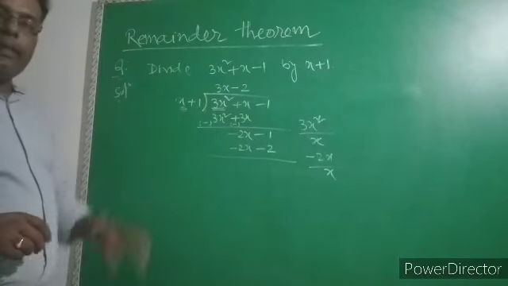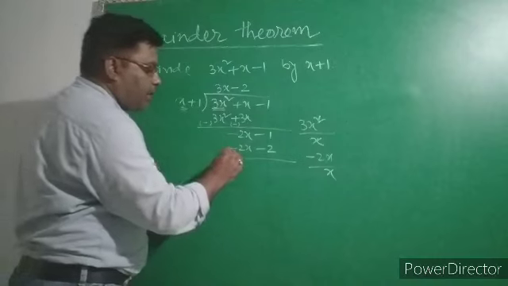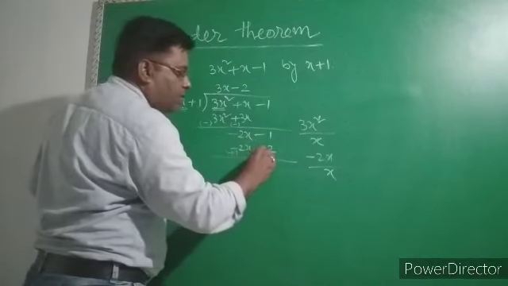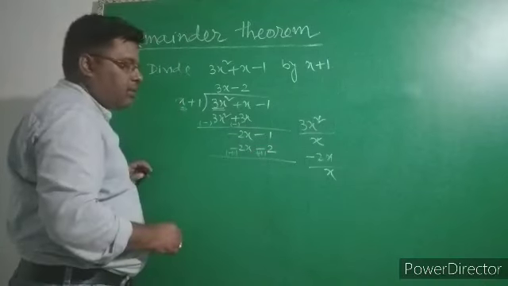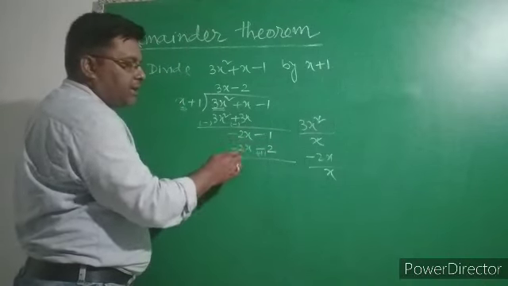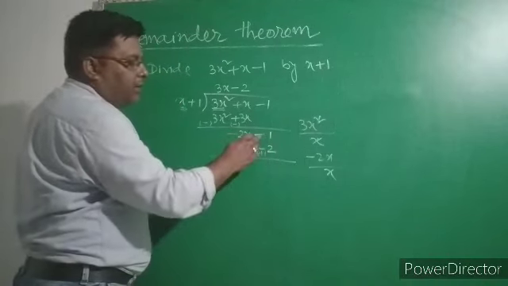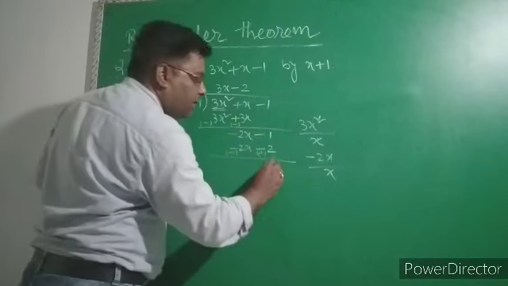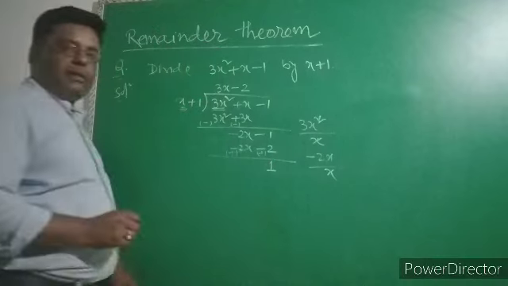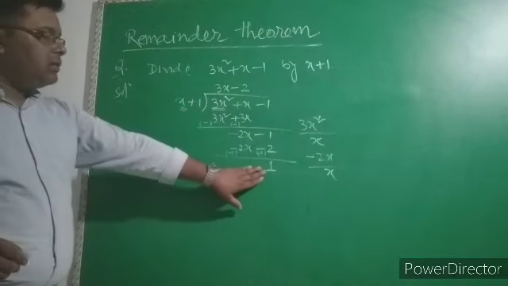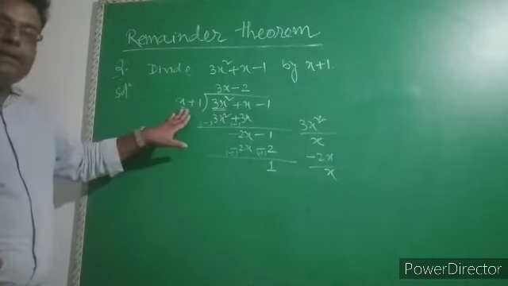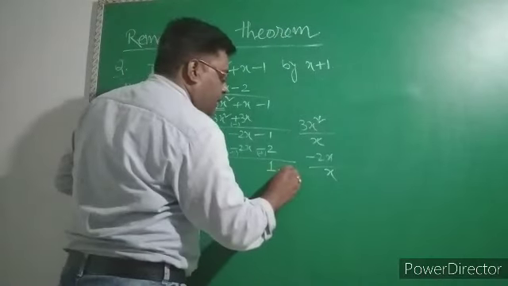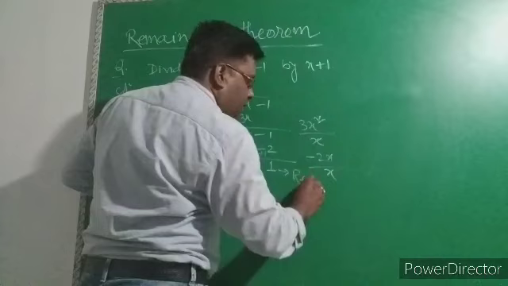Now I have to subtract it again. So this minus becomes plus. When you subtract, all the signs will change. This minus 2 becomes plus 2. Now minus 2x plus 2x cancel out. Then minus 1 plus 2, that is 2 minus 1, we get plus 1. Now 1 is of lower degree than x plus 1. So 1 is our required remainder.